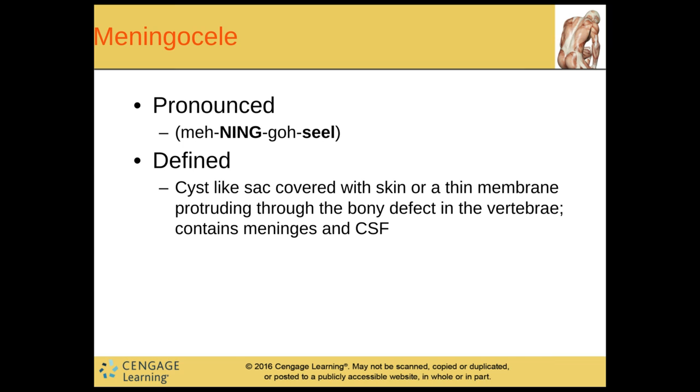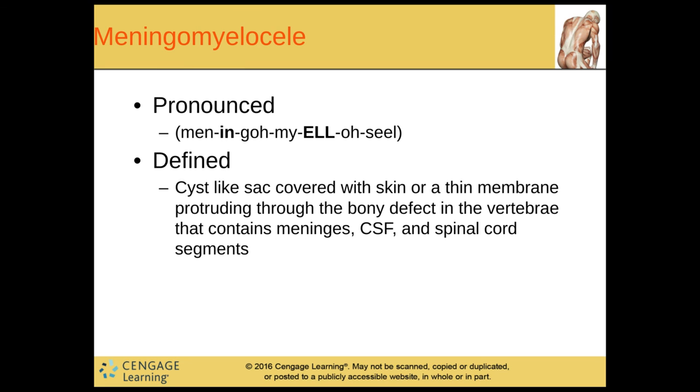All right, and then we have meningocele. So this is a cyst-like sac covered with skin or a thin membrane protruding through the bony defect of a vertebrae, and it contains meninges and cerebrospinal fluid. And then we have meningomyelocele. So this is a cyst-like sac covered with skin or a thin membrane protruding through the bony defect in the vertebrae that contains meninges, cerebrospinal fluid, and spinal cord segments. So it's kind of like a hernia.